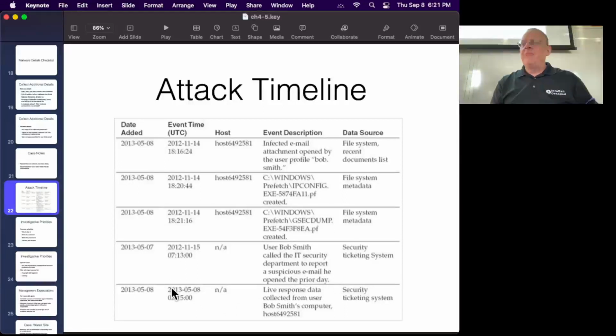And then in May, they collected live response data. So he did report something, but apparently they didn't decide to call it an incident at the time. It just went in a log of people complaining about email, and something caused them to actually do more of an investigation later in May. So anyway, this is the sort of information you'll have.